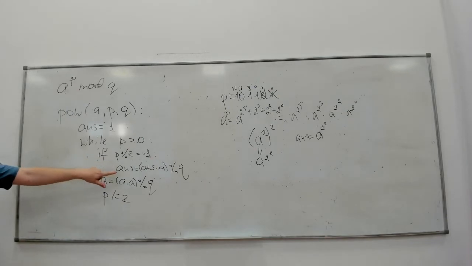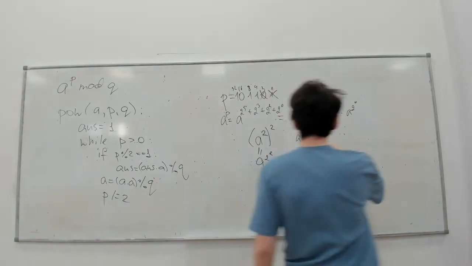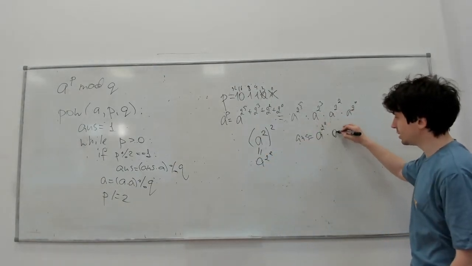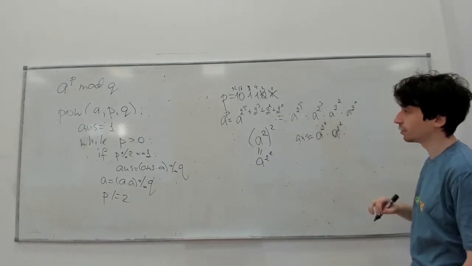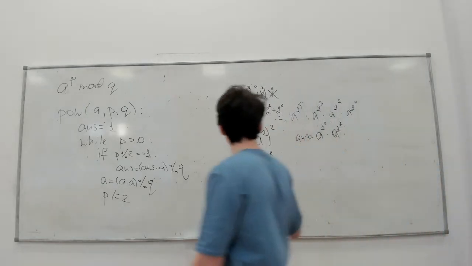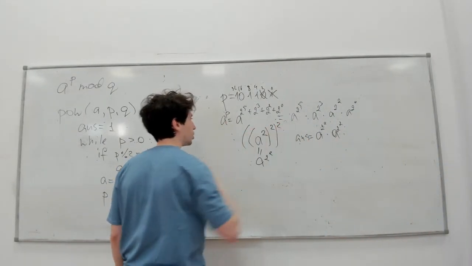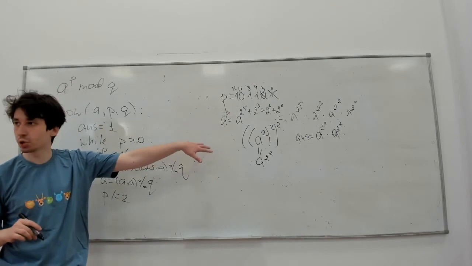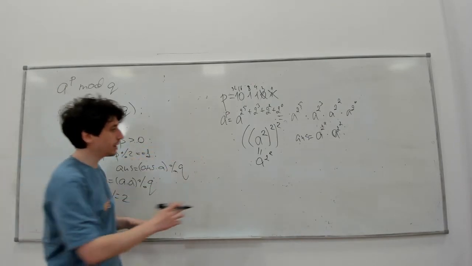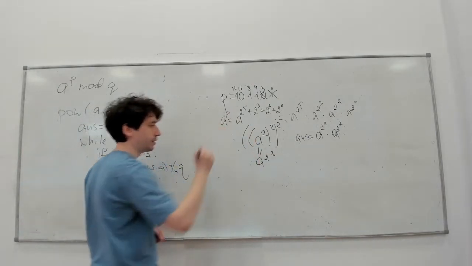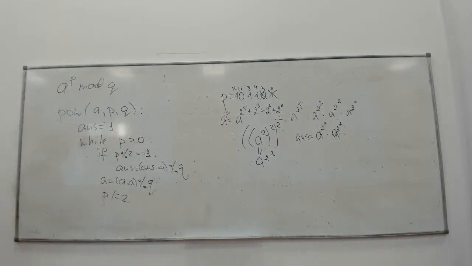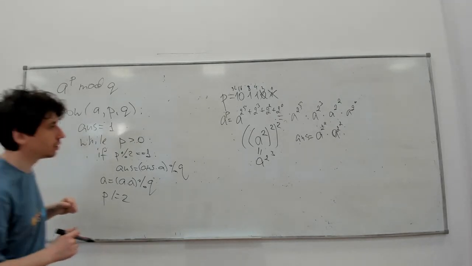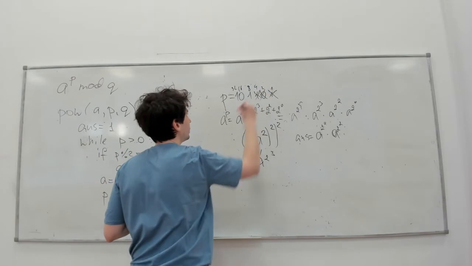So we have to multiply answer by the current A. So it was A in the power 2, 0, and it will become A in the power 2 in the power 2. And then we square it, and we will get A in the power of 2 to the 3 here. So currently it is that.